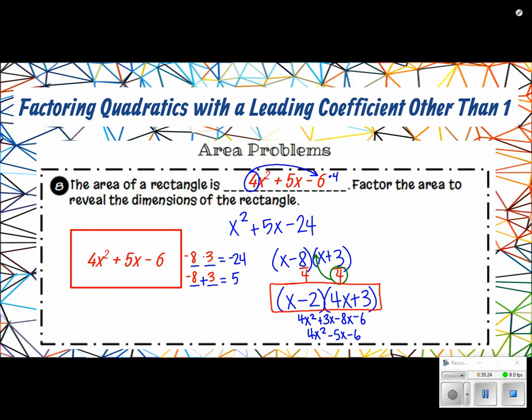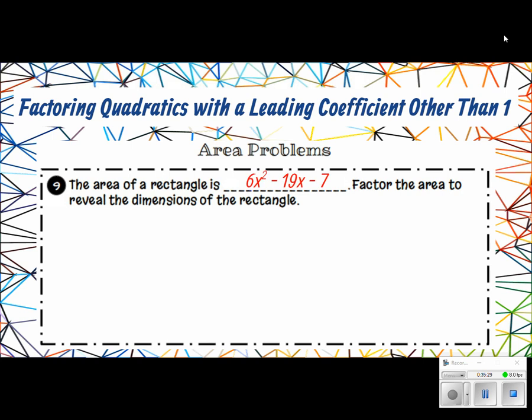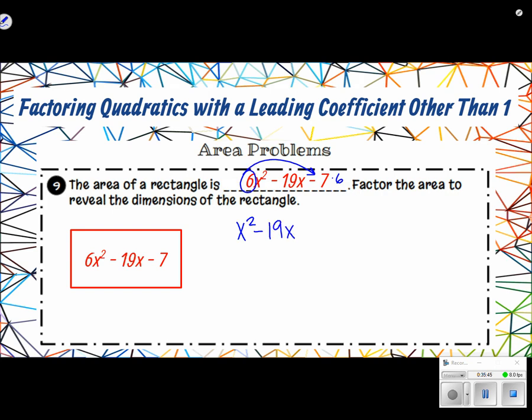All right, I think we got one more. If you feel adventurous, you can try this yourself. It's 6x squared minus 19x minus 7. See if you can factor. All right, we're going to go ahead and do our slide. So I've got x squared minus 19x minus 42. We're going to find two numbers that multiply to give me negative 42, and add to give me negative 19.